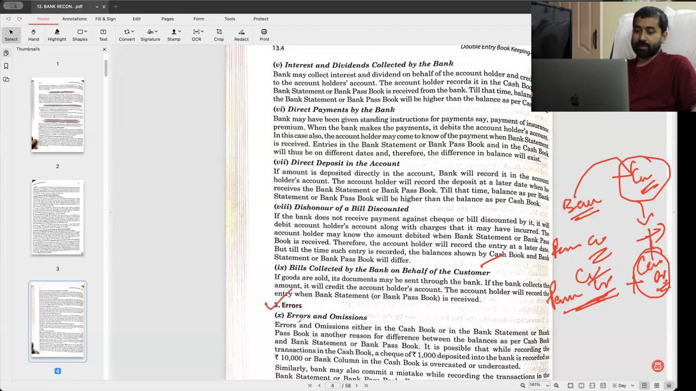Last one, errors and omissions. Any one of the points, for example, the cash book has one of the amounts written as 50,000.